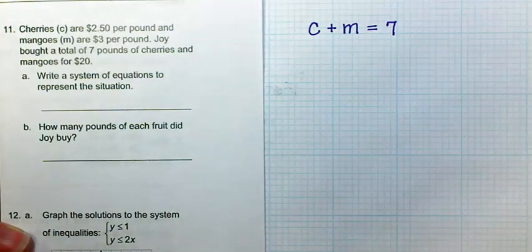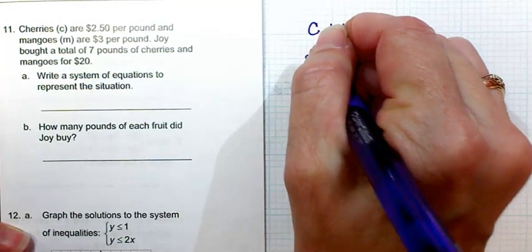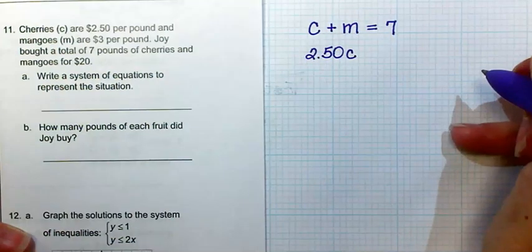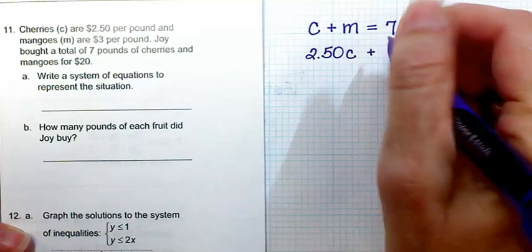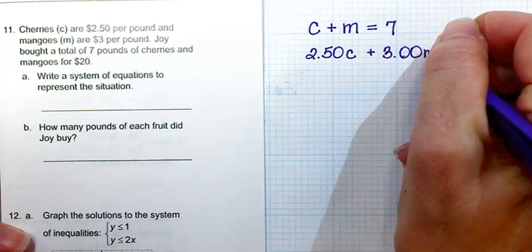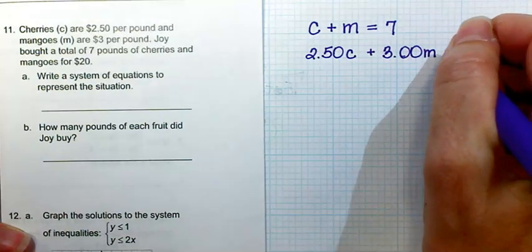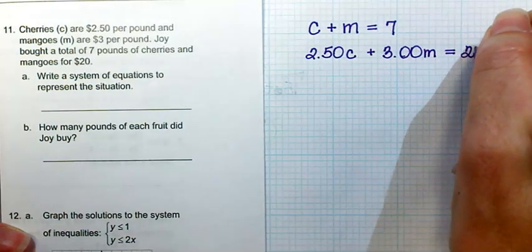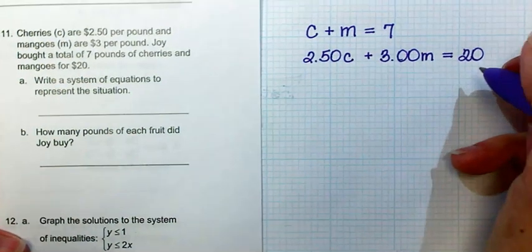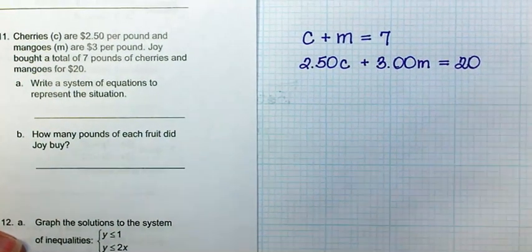Then we need to think about price. $2.50 times the number of pounds of cherries plus $3 times the number of pounds of mangoes equals the $20 that she spent on this fruit. So there is my system of equations.